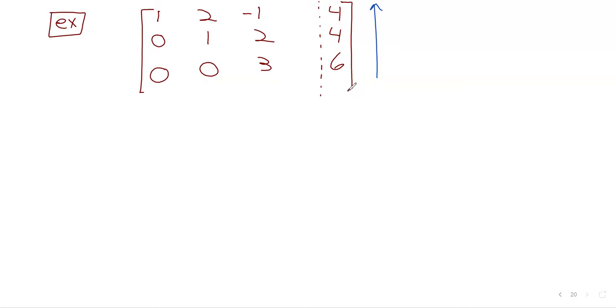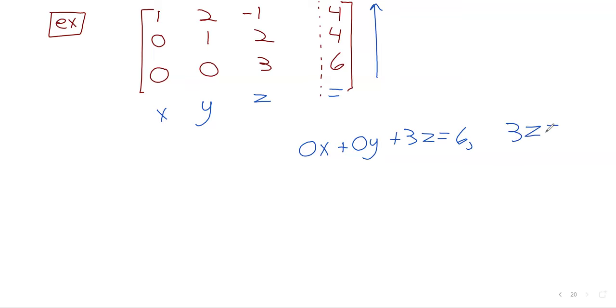So what's this last row say? Well, first of all, it doesn't tell us what the variables are named. Let's use x, y, and z. It says 0x plus 0y plus 3z equals 6. Remember, those columns represent variables except the last one, which represents a quantity. This says 3z equals 6, and that lets us solve for z. z equals 2.